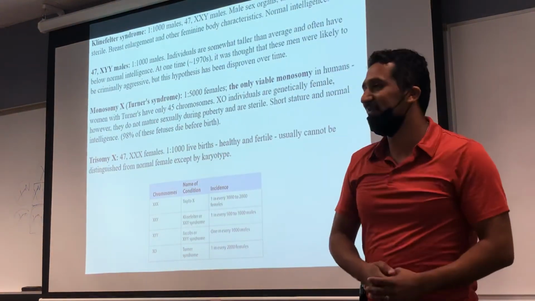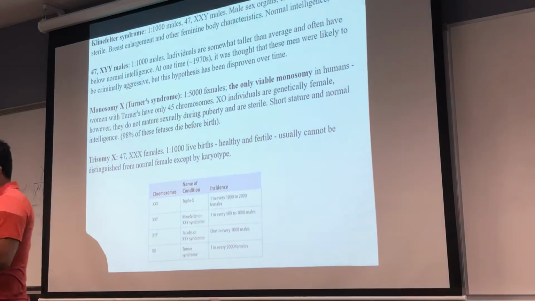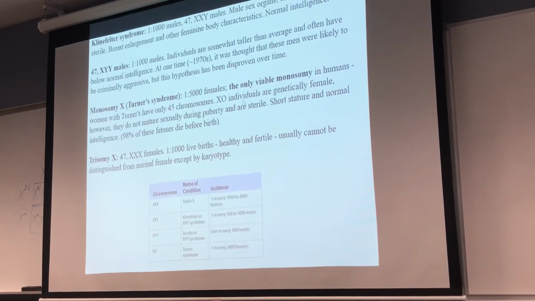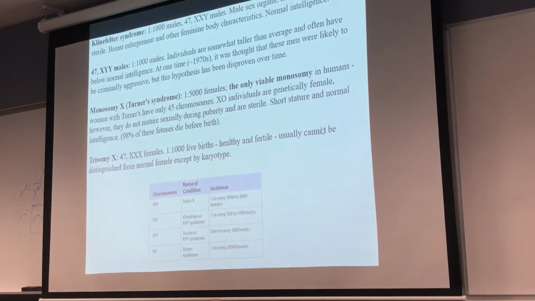Do we have to remember anything for the test? Not the details, but the non-disjunction and the names, mainly this one right here. Klinefelter is having extra X chromosomes or Y. The XYY syndrome, that's the double Y. Turner syndrome is 1X, and trisomy X is 3X chromosomes. This one you can just learn as the basics. This one is just extra information, but mostly the same.